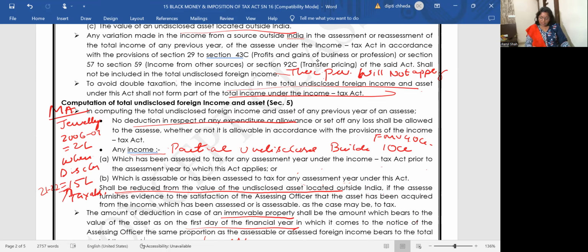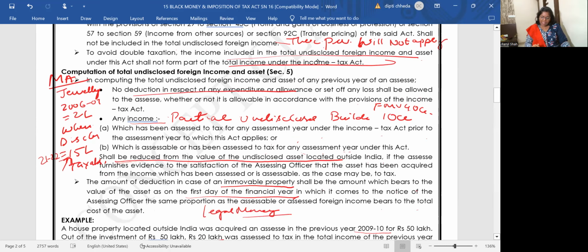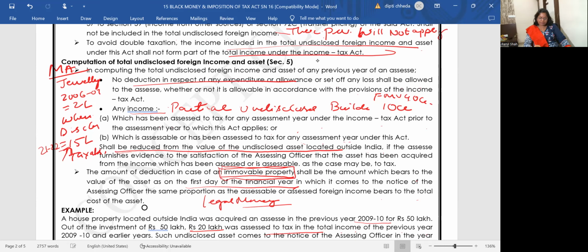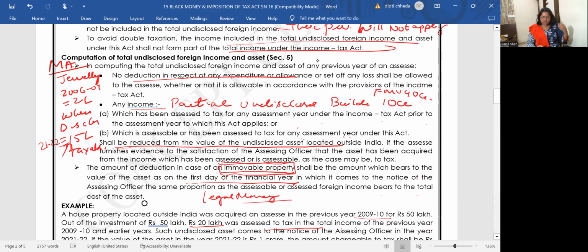So how will you compute the undisclosed income and asset? No deduction, expenditure, allowance, set off and all. And income which has been assessed under Income Tax Act prior to that and which is assessable, both will be reduced. Income also and asset also. Immovable property you will get proportionate. इसको circle या ऐसे bracket में डाल के रखो. Is this example clear? Jewelry के case में you will not have, even if they say ma'am 2 lakh में से 50,000 तो disclose किया था, no.